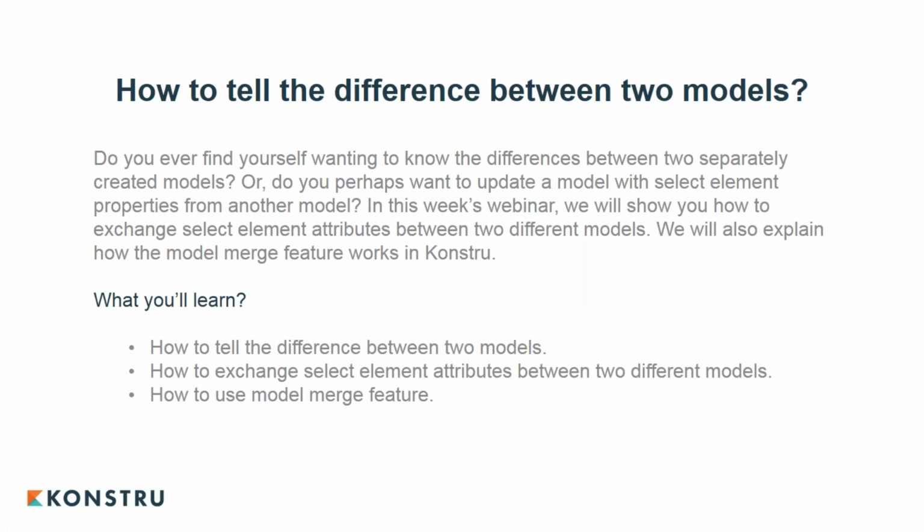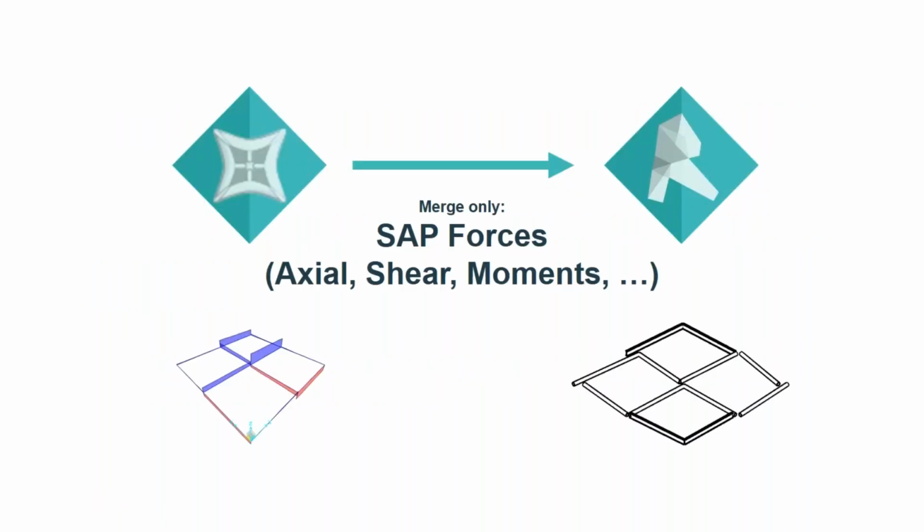Did you ever find yourself in a situation where you wanted to know the differences between two separately modeled models? They don't share any IDs whatsoever. And this is going to be very exciting. So you're going to learn how to tell the difference and what the different settings are and how you can adjust them. And you're going to see how we're going to exchange data from one model into the other. So we're actually going to transfer only attributes from one model into the other and merge those and then download it back into another platform.